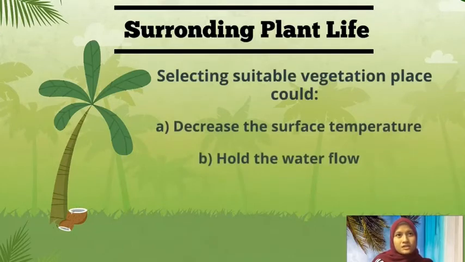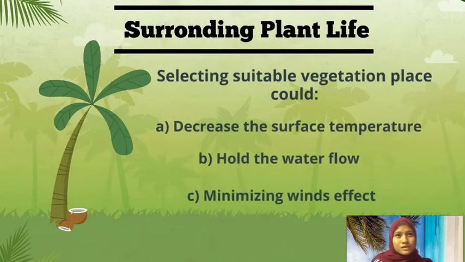Next, a vegetation place can hold the water flow, so it will help avoid flash floods. And the third point is that a vegetation place can minimize the wind's effect, so we are quite safe from the condition of strong wind coming our way.